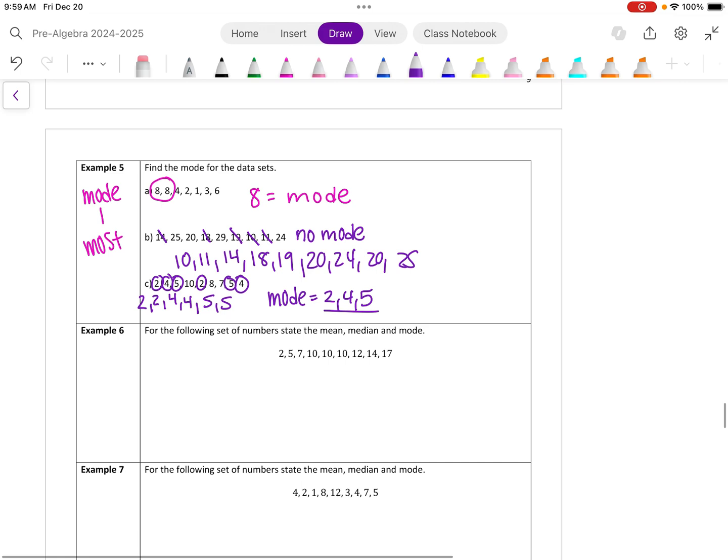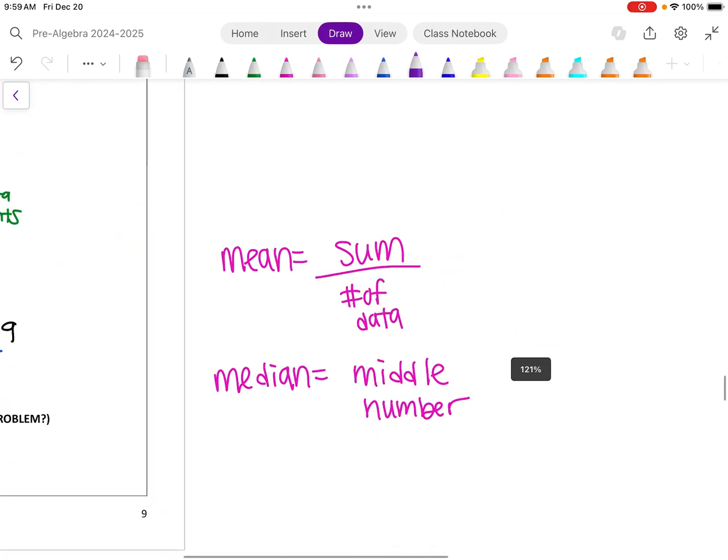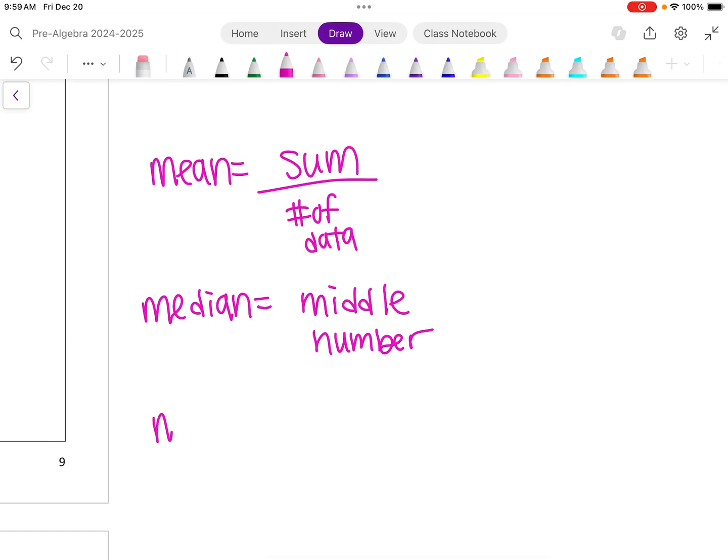Okay? So now we're going to put it all together. So let's remember these things. Our mode is the one that appeared the most. Our median is the middle number, and our mean is the sum divided by the number of data.